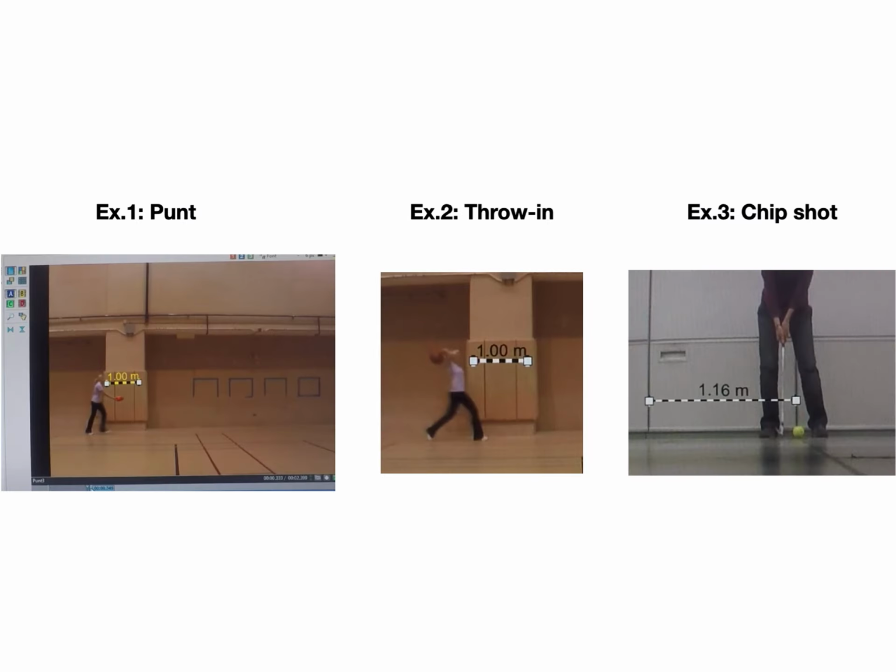So today we have 3 exercises, and each exercise will consist of one activity which involves the motion of a ball, and the motion will be a projectile motion. The first exercise is a football punt, the second exercise is a soccer throw-in, and the third one is a golf chip shot.